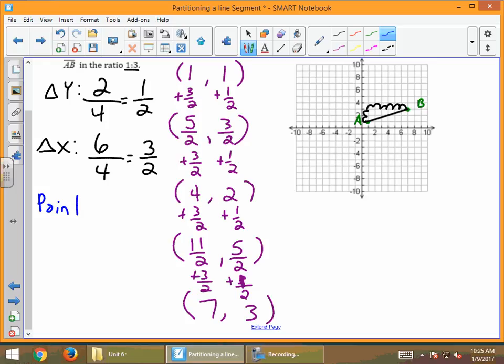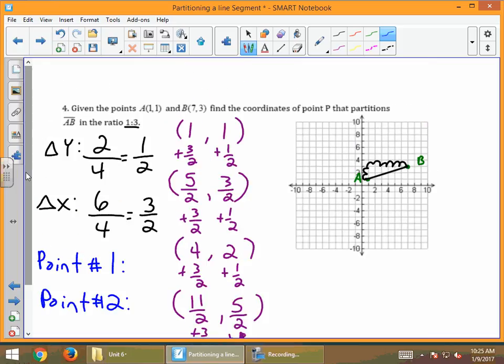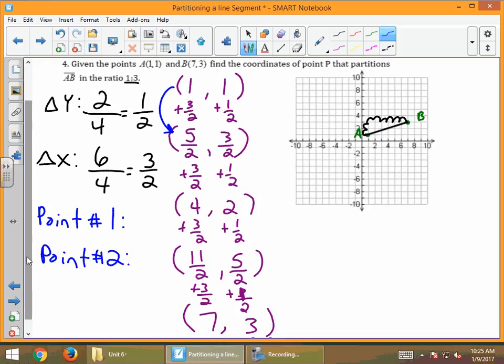So point 1 is going to be something, and point 2. How many points am I going to count to figure out what it is? Just one. Whatever my first number is, just count one. So my first point is going to be 5 halves, 3 halves.